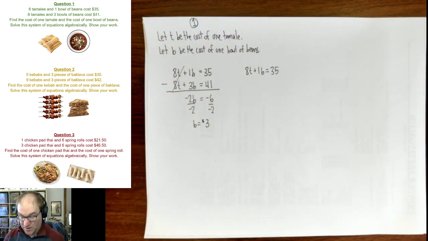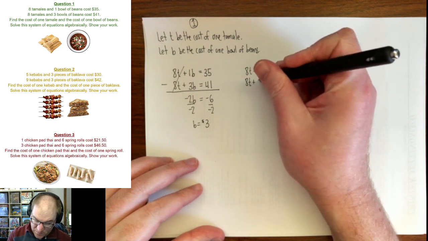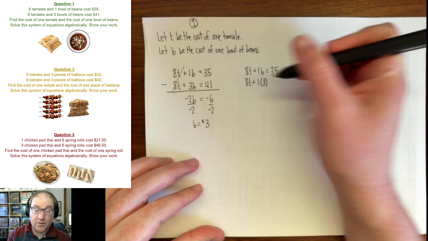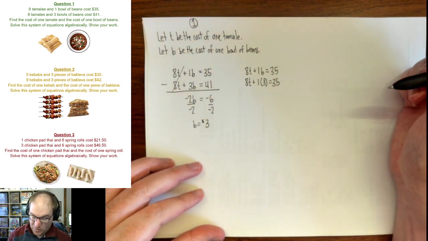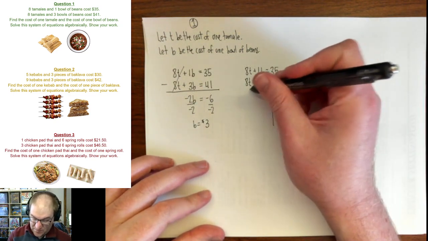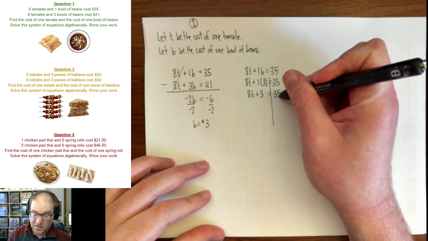Last time we wrote this, we didn't know anything. Now we know that beans cost $3. So I'm going to write the equation again, but I'm going to plug in the fact that beans are 3. I'm going to substitute 3 in wherever I see a b in the equation. And I'm going to solve this equation. 1 times 3 is 3, so this equation is 8t plus 3 equals 35.